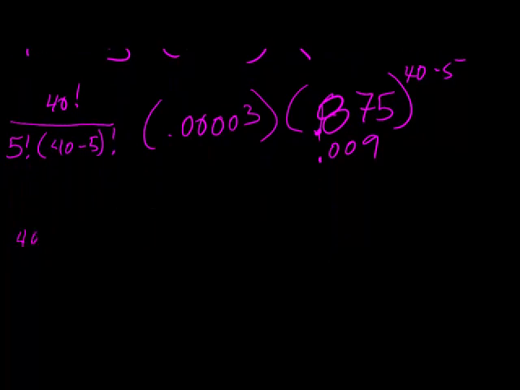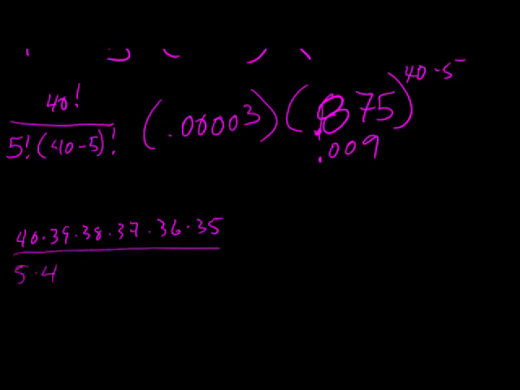So that's going to be 40 times 39 times 38 times 37 times 36 times 35. Note, I'm going all the way to 35 for a reason. Over 5 times 4 times 3 times 2 times 1 times 40 minus 5 is 35 factorial. So 35 times 34 and so on times 34 up here. These guys are all going to cancel out with these guys, and so we can do that one again in a second.